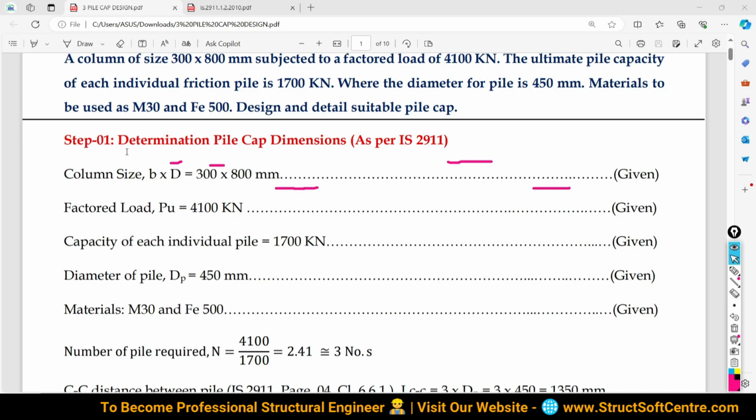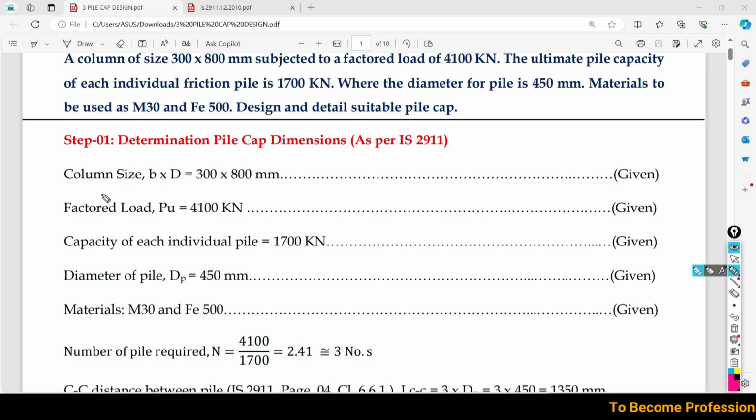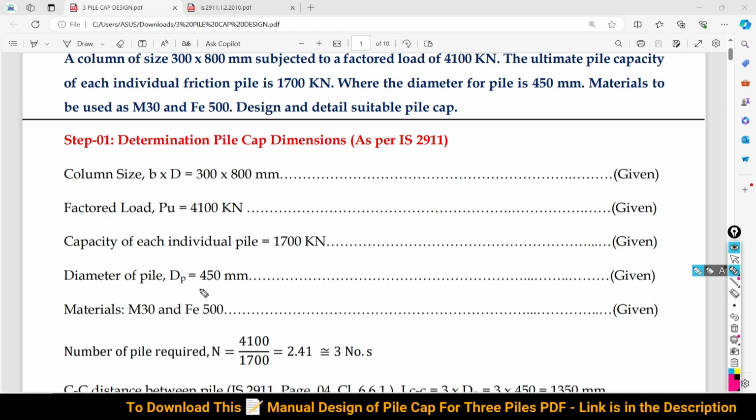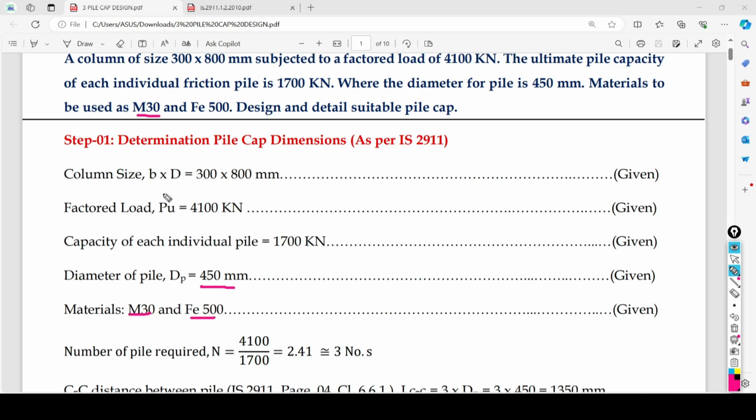So in the first step, we are trying to find out the dimension of the pile cap in respect of IS 2911. Prior to that, we would like to write all the given data. We have a column of size 300 by 800, the factored load as 4100 kilonewton. The capacity of each individual pile is 1700 kilonewton and the diameter of each individual pile we have to consider as 450 mm. The material as given in the problem statement is M30 and Fe500.